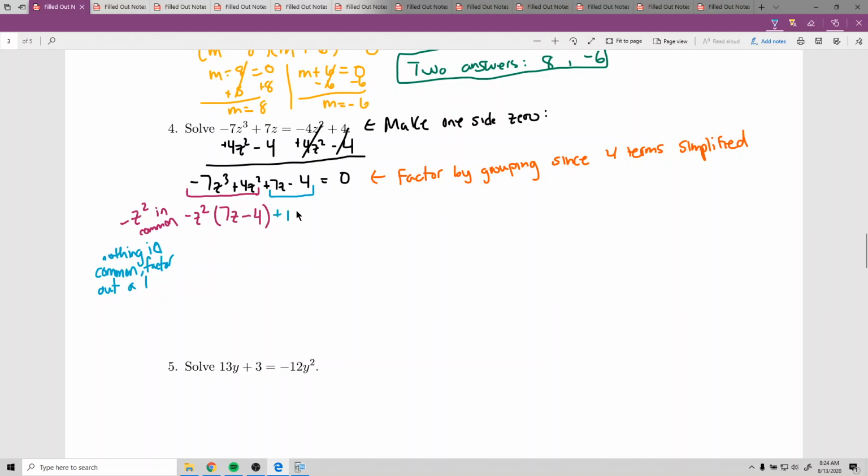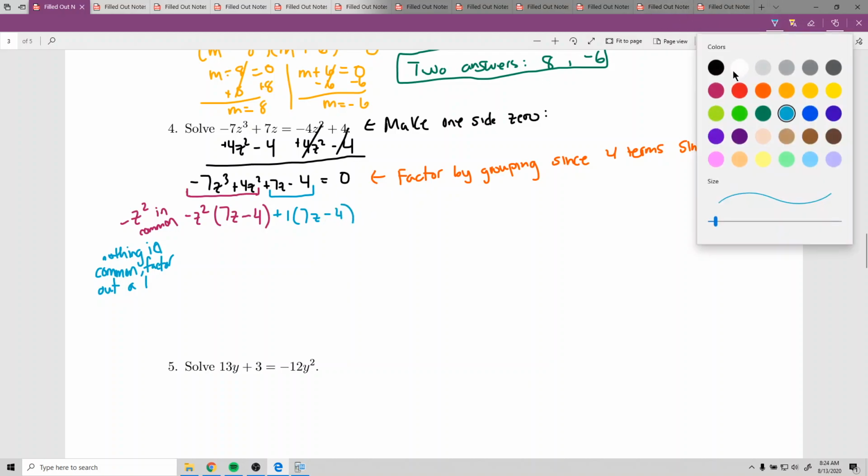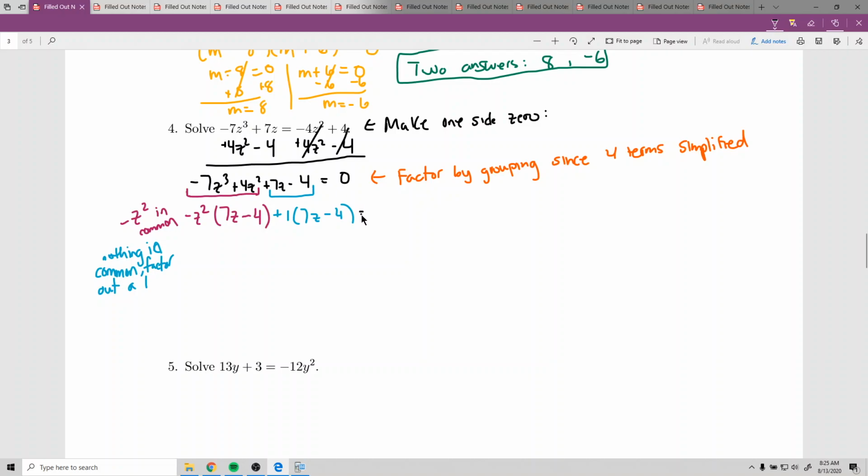So we got a plus 1, but when you factor out a 1, it doesn't change the inside. So we still got 7Z minus 4. And if you want to check this, think about distributing back through. If we distribute the negative Z squared to the 7Z minus 4, we would have negative 7Z cubed, and we would have positive 4Z squared. If we distributed the 1 through, we would get the 7Z minus 4 back.